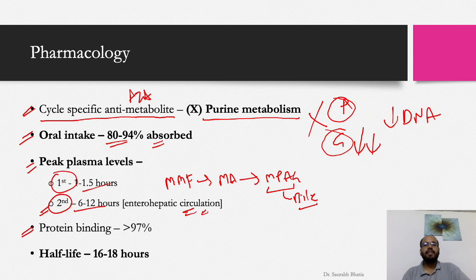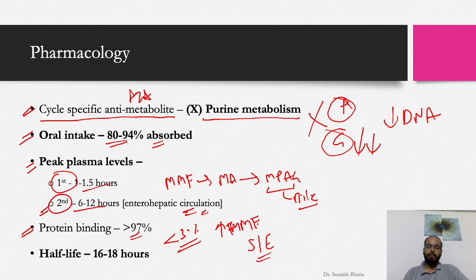It is more than 97% protein bound, and the free less than 3% is responsible for activity. So remember that if your patient has less protein, let's say any case of hypoalbuminemia, it will lead to more free MMF, and this might lead to side effects and toxicity. So keep that in mind also. Half-life is roughly around 16 to 18 hours.